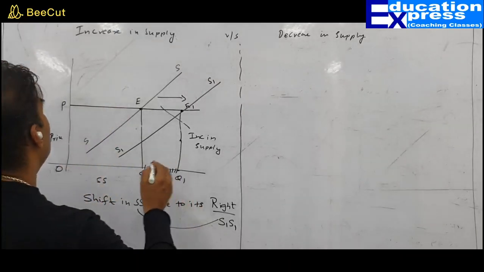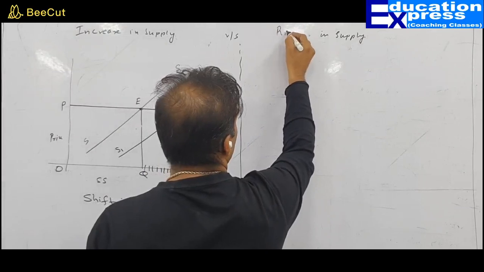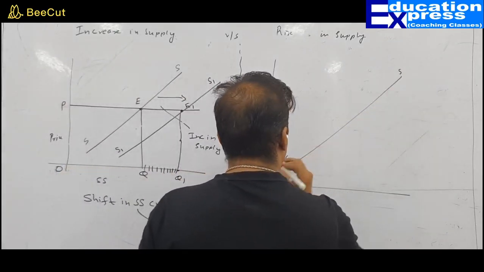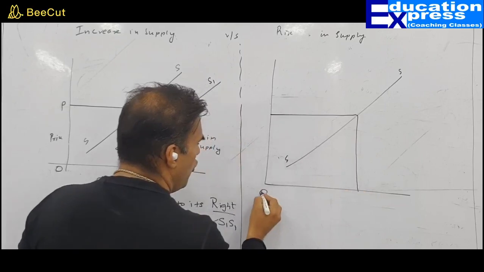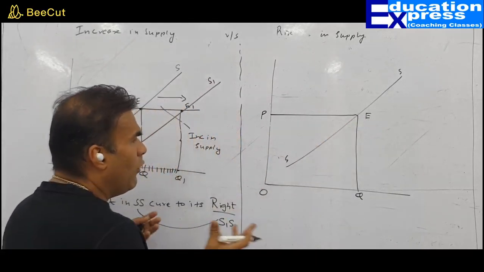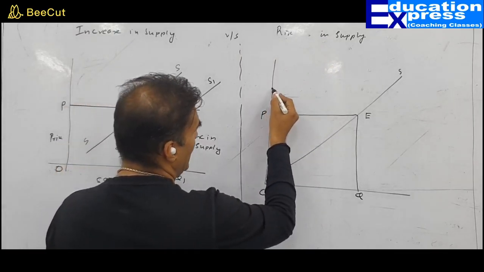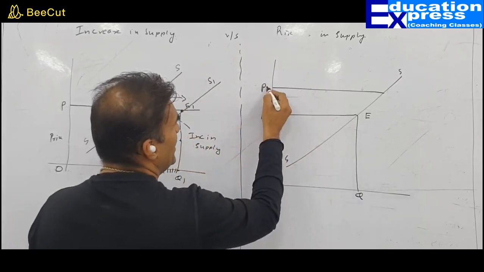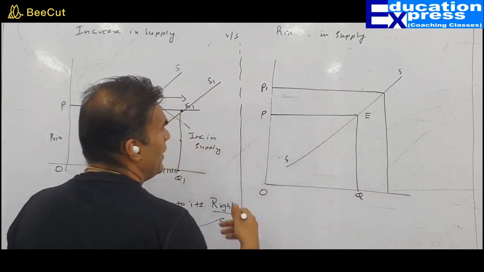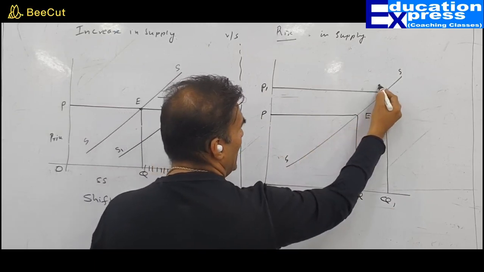Earlier, when we did rise in supply, there was no shift. In case of rise in supply, comparison. This was my supply curve. This was my equilibrium. OP is the price, OQ is the quantity supplied, and E was my equilibrium. What happened is, rise in supply happens only when price increases. So I have to inevitably increase the price. So price changes from OP to OP1. As a result, what happens to supply? Supply also rises from OQ to OQ1. This is called rise. It happened on the same curve.